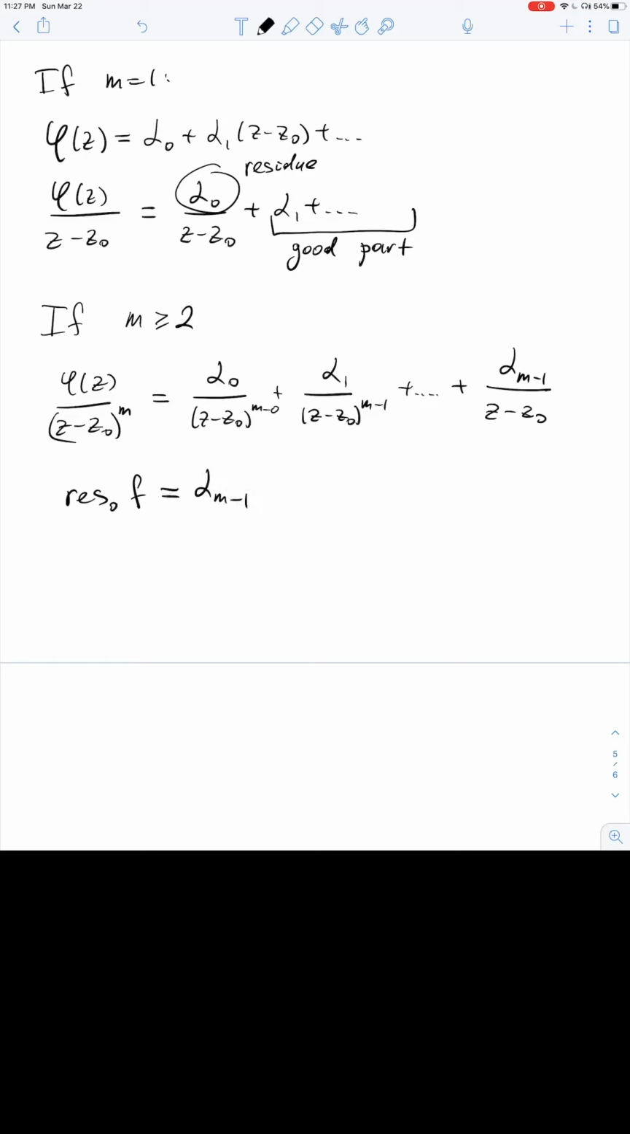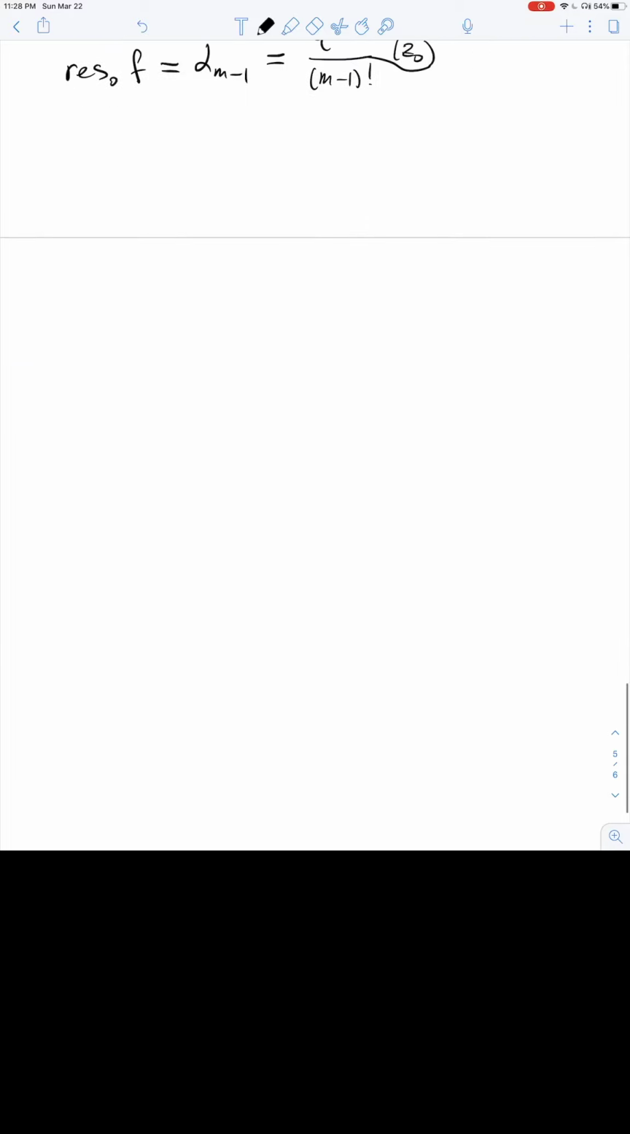And what's alpha m minus 1? Alpha m minus 1 is the m minus first term in the Taylor expansion of phi. And we know that the m minus first term is exactly equal to the m minus first derivative divided by m minus 1 factorial, at z0. So that's just, again, some kind of notational thing, but this is extremely useful. This is super useful because we don't need a Taylor series anymore.